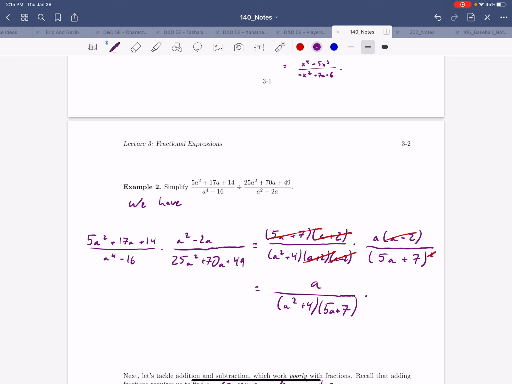Pretty short video here, but again, just note that even when we thought maybe we were done, we weren't quite done. We factored a to the 4th minus 16 into a squared plus 4 times a squared minus 4. But then we realized, wait a minute, we can factor a squared minus 4. So always be looking to simplify. Always be looking to factor, while at the same time realizing that sometimes, if you have a sum of two squares, you can't factor that. All right, thanks for watching.